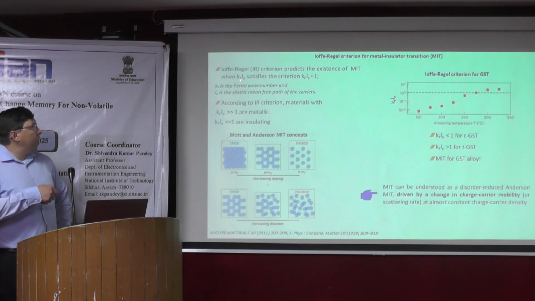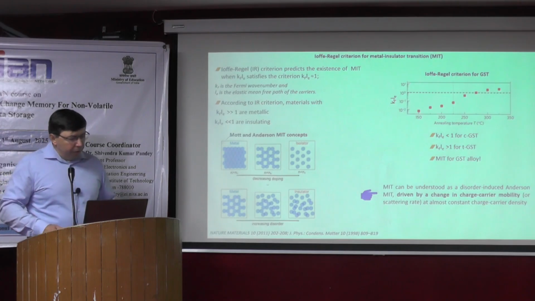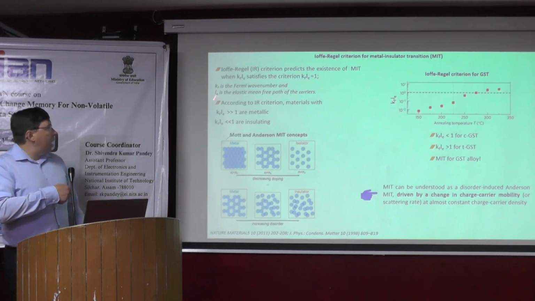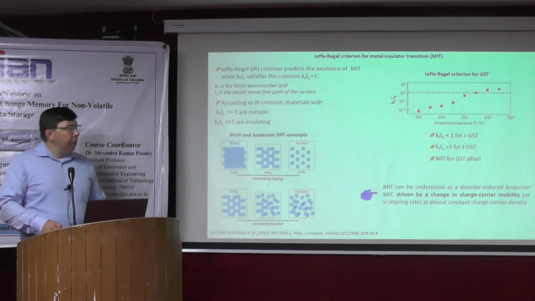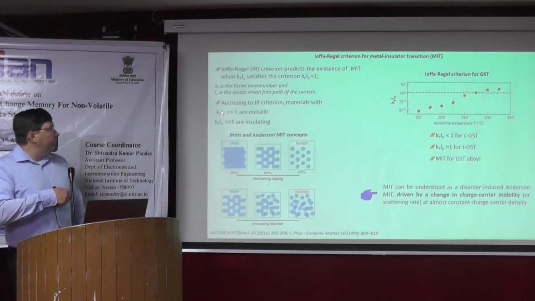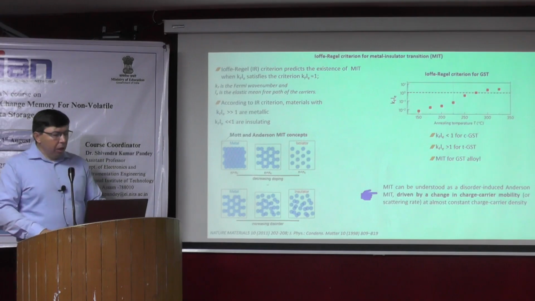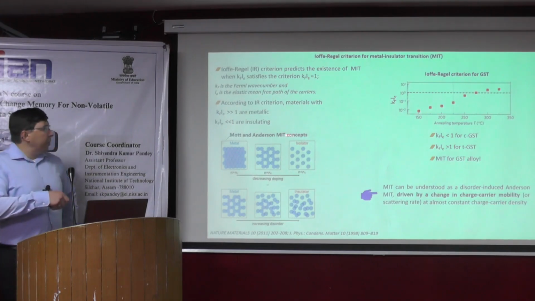The term k_F·λ_E satisfies the criterion k_F·λ_E proportional to 1. Here k_F is the Fermi wave number, and λ_E is the elastic mean free path of the carriers. According to this Ioffe criterion, if k_F·λ_E is larger than 1, the material is metallic, and if it is lower than 1, it is an insulator, so it shows insulating behavior.